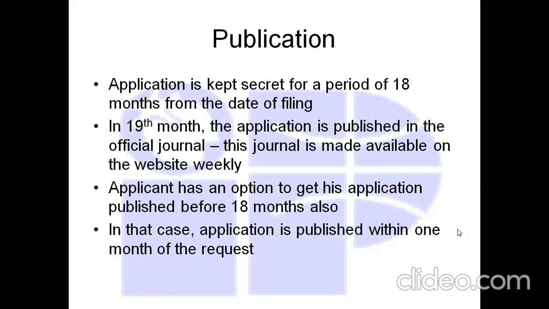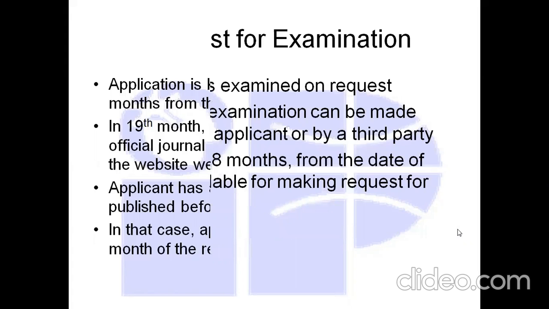The applicant has an option to get the application published before 18 months also. This is called fast track publication. Fast track publication within a month, right? In that case, the application is published within a month of the request, right? The charge is different, okay? The 18 months charge is different and the 1 month charge is different, and so is the fee of this fast publication mechanism, right?